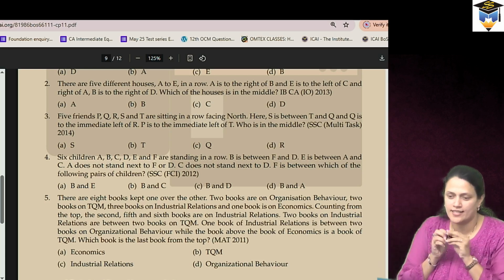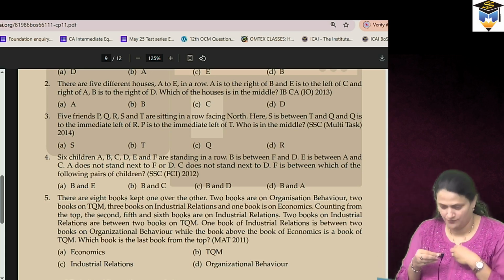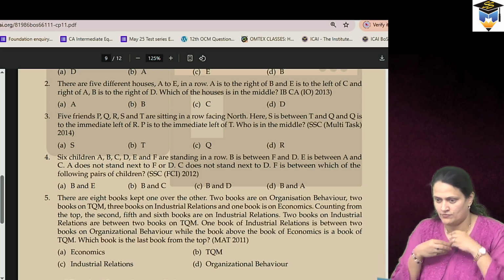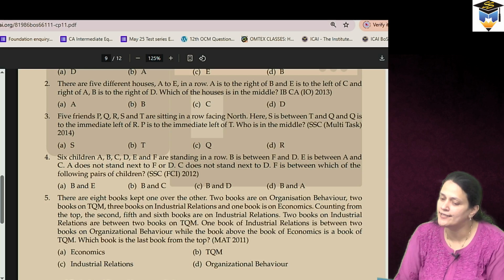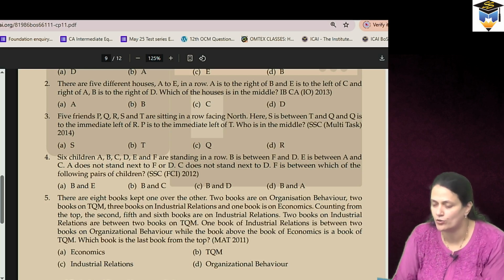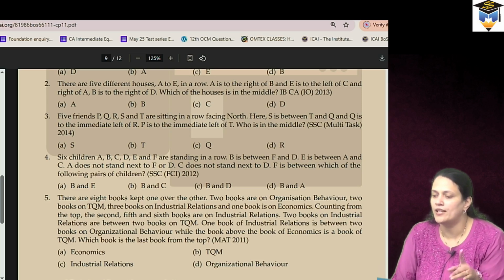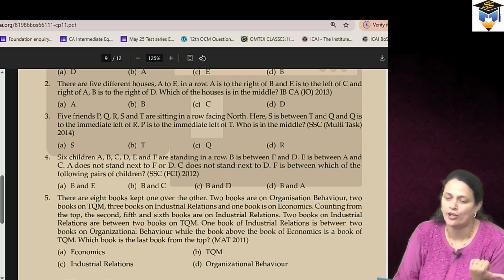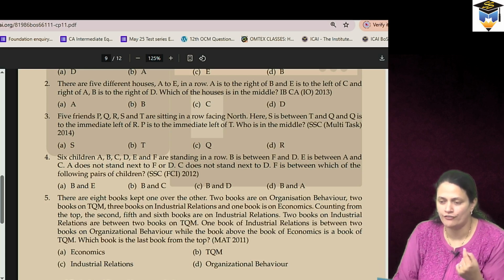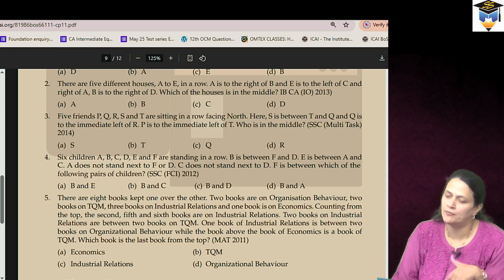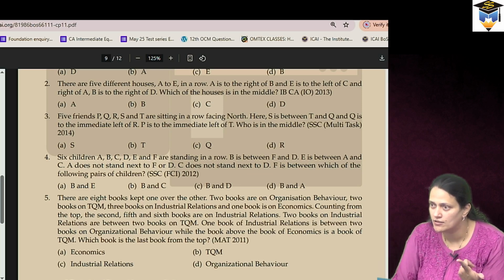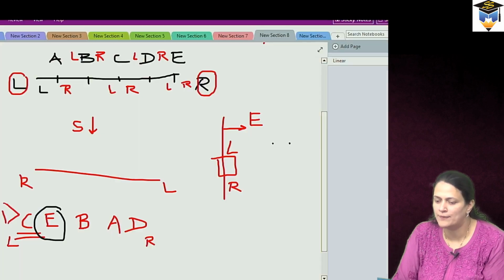Okay, so let us discuss question number 2. Did you get the answer? Yes. There are 5 different houses A to E in a row. A is to the right of B, E is to the left of C and right of A. B is to the right of D. So which of the houses is in the middle? Answer is A. So how is the placement done?